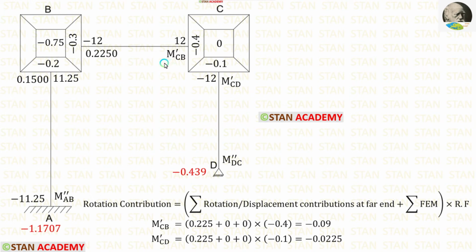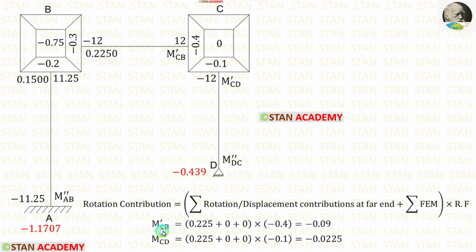Now, let us find M'CB. M'CB is located in the point C. For the point C, the far ends are the point B and the point D. In the point B, we have the rotation contribution. In the point D, initially M'DC will be 0. So, for the summation of rotation or displacement contributions at a far end, we have 0.225 plus 0. The summation of fixed end movement is 0. The rotation factor for CB is minus 0.4.